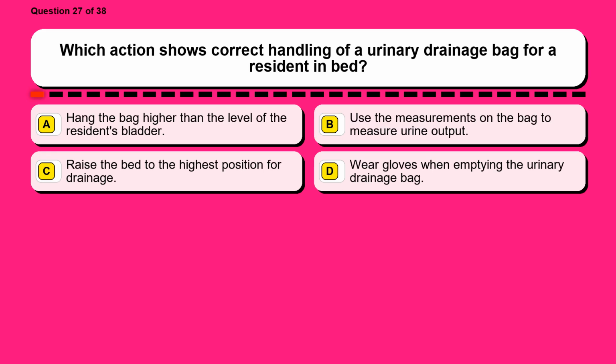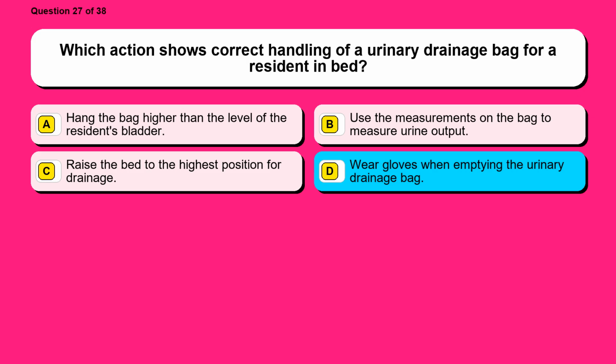Question 27. Which action shows correct handling of a urinary drainage bag for a resident in bed? Option A. Hang the bag higher than the level of the resident's bladder. Option B. Use the measurements on the bag to measure urine output. Option C. Raise the bed to the highest position for drainage. Option D. Wear gloves when emptying the urinary drainage bag.